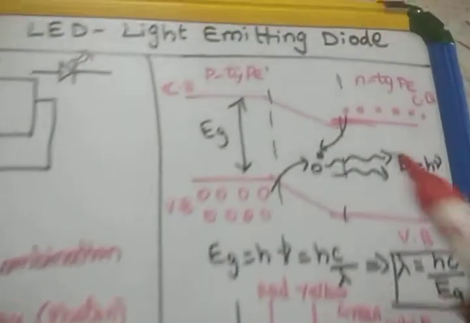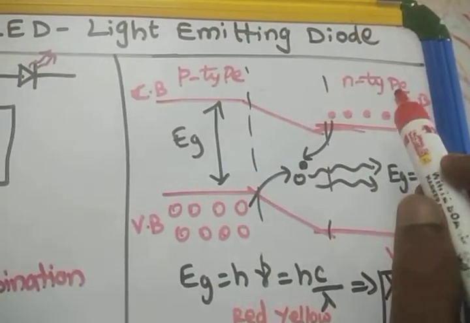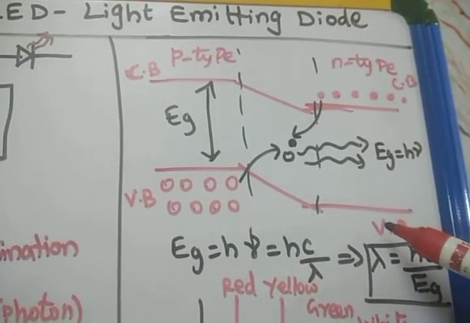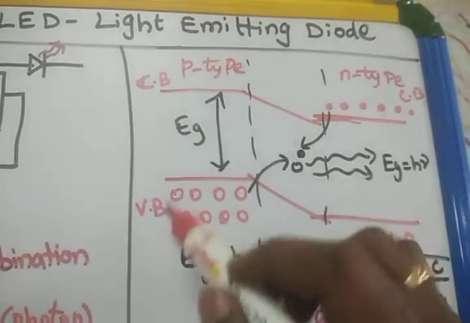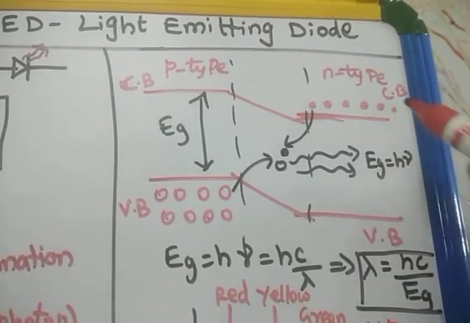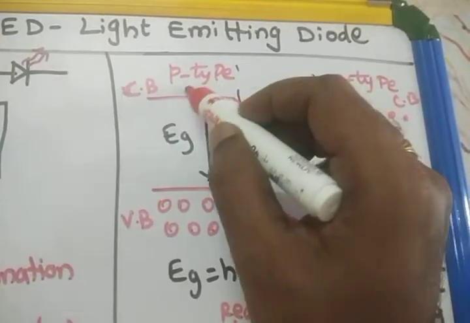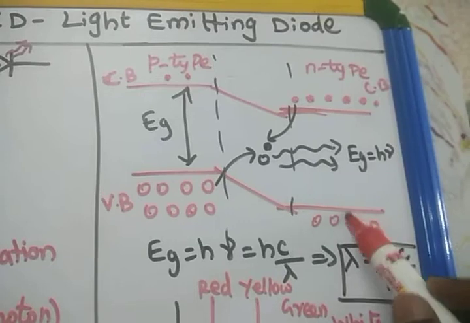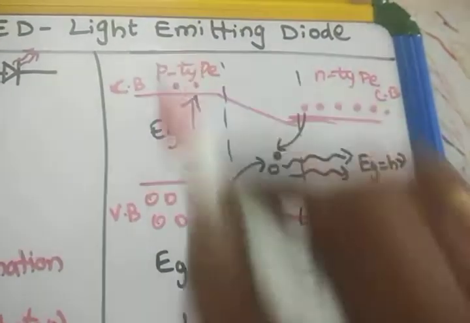Very simple, students. This is the p-type and this is the n-type. P-type conduction band and valence band, n-type conduction band and valence band. For the p-type, there are more holes in the valence band. For the n-type, there are more electrons in the conduction band. There will be fewer electrons in the conduction band of the p-type, and there may be fewer holes in the valence band of the n-type.